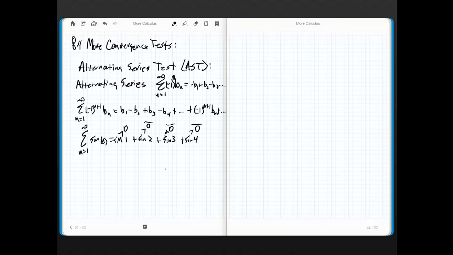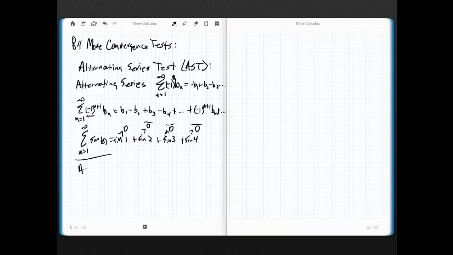So if you're not sure if it's an alternating series, because they can look really crazy, in other words, if they don't have this negative 1 to the n plus 1, n plus 17, n minus 3, whatever, then chances are it's not an alternating series, even though they will change signs. So just be careful with that.